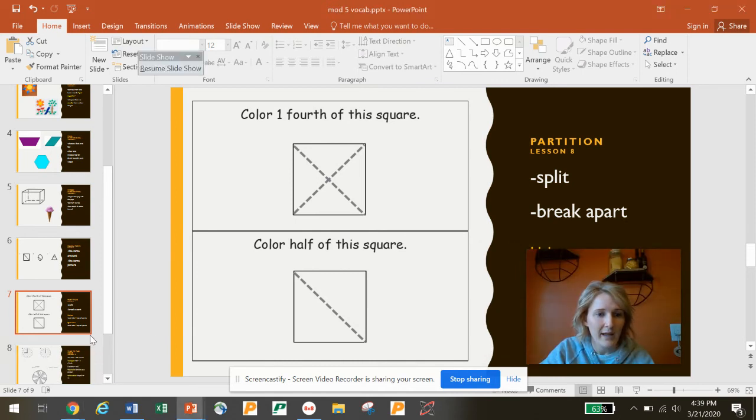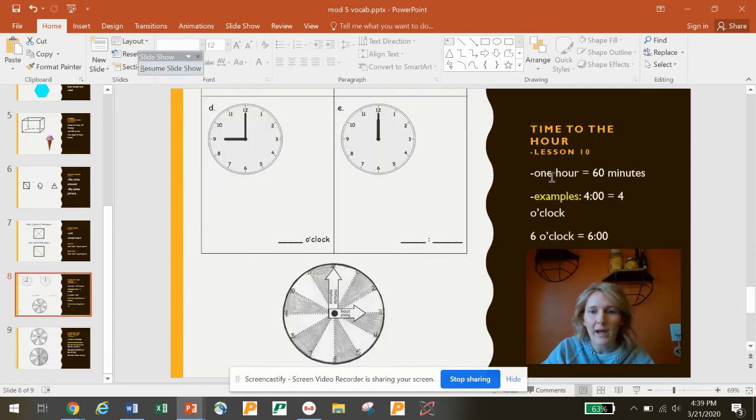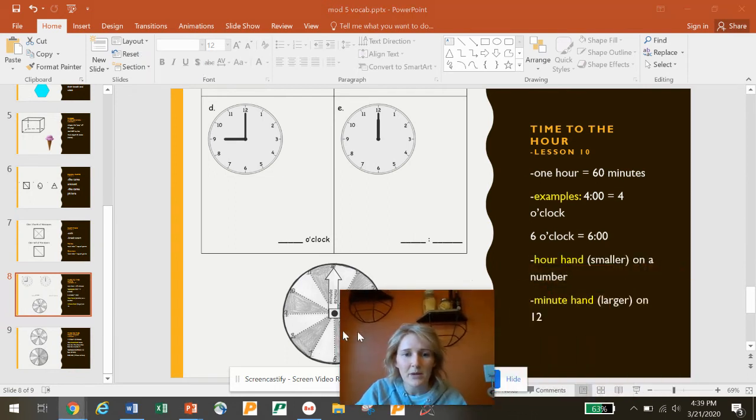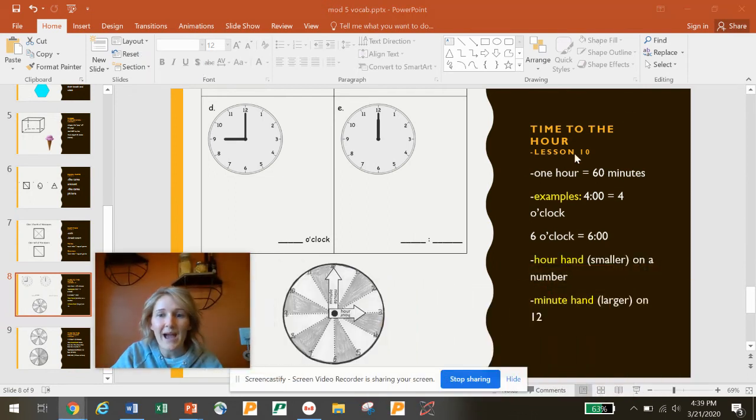Moving on to slide 8, you can see we're going to start talking about time. Time to the hour is in lesson 10. So when we're talking about time to the hour, we're talking about the little hand pointing to a number. You can see in the picture here. And then the bigger hand or the longer hand is going to be pointing to the 12. When we're talking about time to the hour, we're talking about 60 minutes of time.